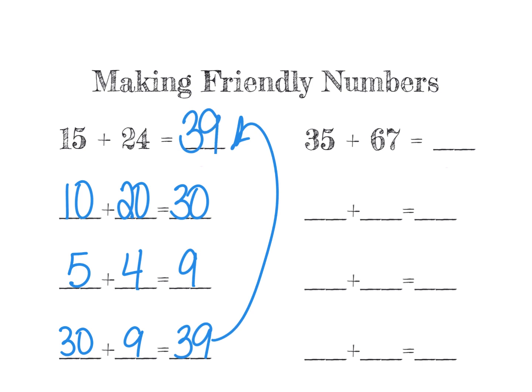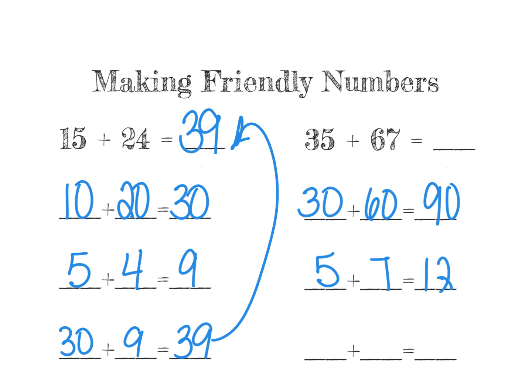On to the next. 35 plus 67. 35 has 3 tens. 67 has 6 tens. 30 plus 60 equals 90. 35 has 5 ones, and 67 has 7 ones. 5 plus 7 equals 12. 90 plus 12 equals 102.